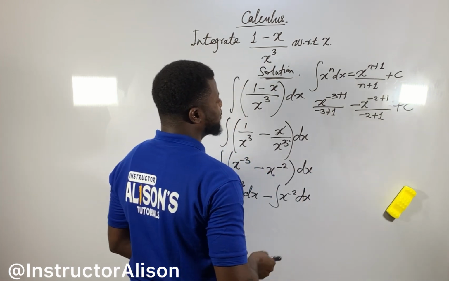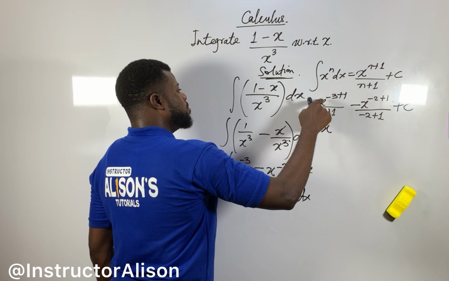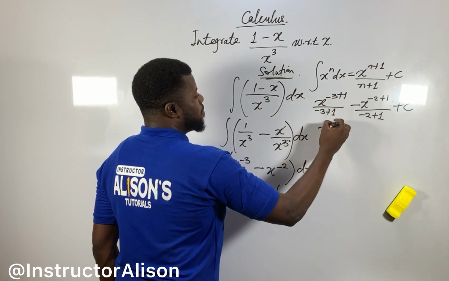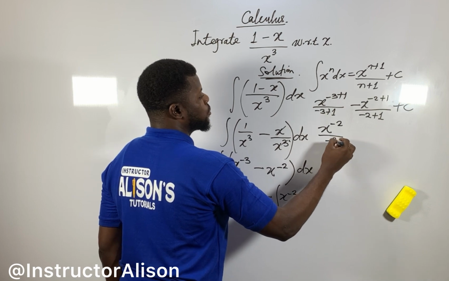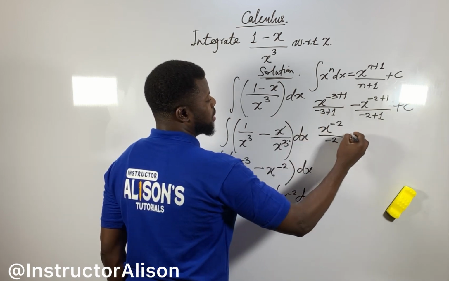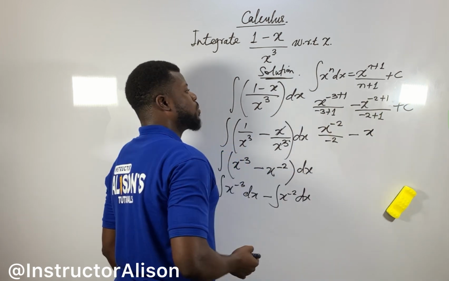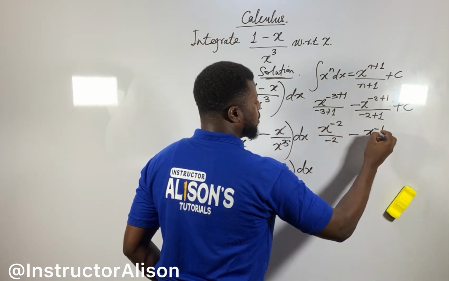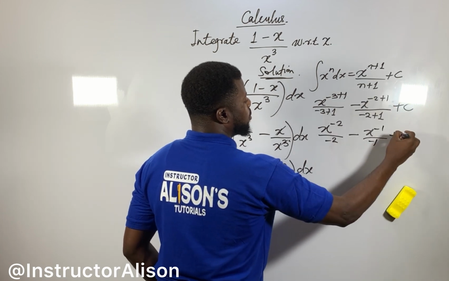So yeah, what's going to happen? X to the power of minus 3 plus 1 is the same thing as 1 minus 3. The answer will give you minus 2 over x to the power of minus 3 plus 1, which will still give you minus 2. This minus, bring it down. This one, x raised to the power of minus 2 plus 1, will give you minus 1 over minus 1. But anything we get for up, you will still get for down, plus c.